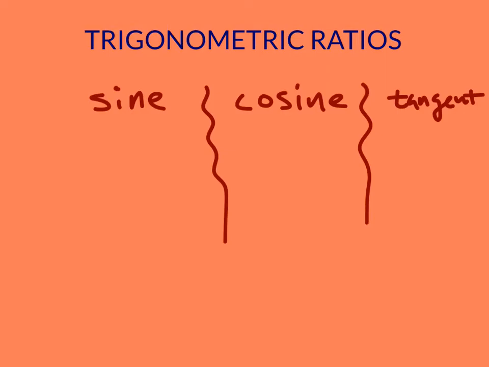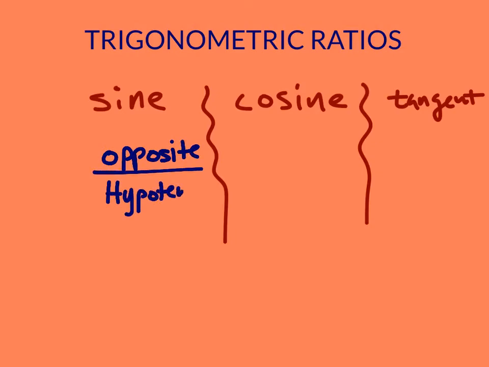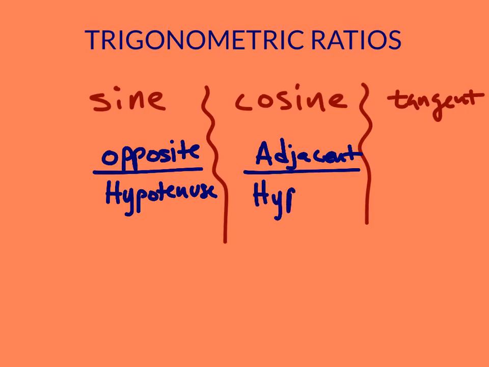Now sine means that we're going to take the opposite side and divide it by the hypotenuse. Cosine means we're going to take the adjacent side and divide that by the hypotenuse. Tangent means we're going to take the opposite side and divide that by the adjacent side.